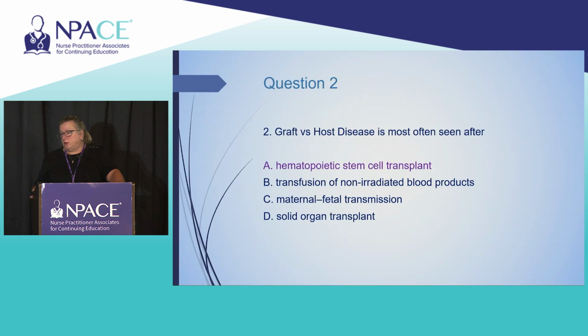And the next question was the graft versus host disease that is most commonly seen after stem cell transplant, but it will also be seen after transfusion, maternal fetal transmission, and solid organ transplant. And that's that morbilliform eruption that starts at the acral extremities, comes to the trunk, and in stem cell transplants, it's literally a month after they've had the transplant.